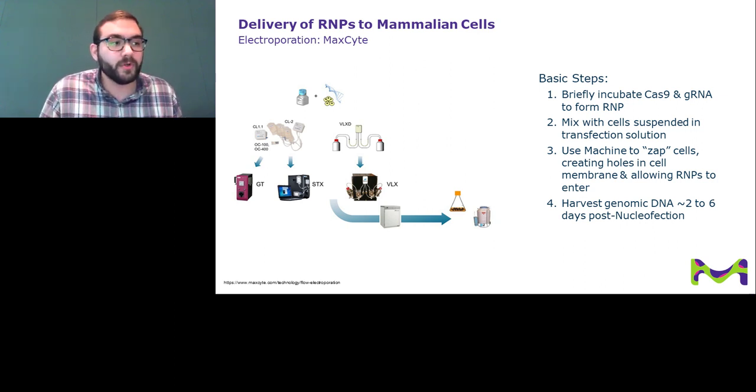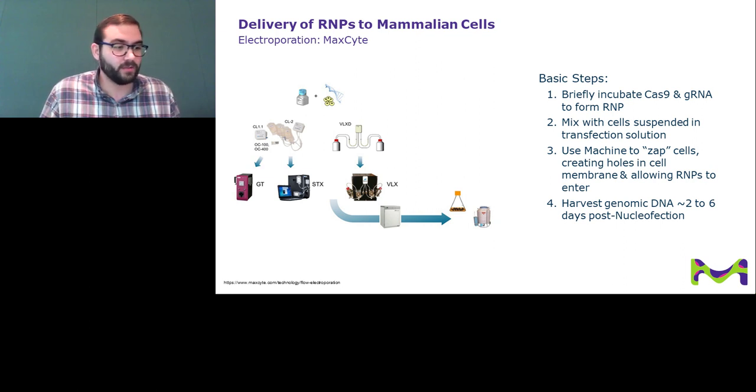While there are a multitude of different methods to get RNPs into cells, we worked with our collaborators' MaxCyte flow electroporation system. These base steps are outlined here. You briefly incubate the Cas9 and guide RNA to form an RNP. You mix the cells suspended in a transfection solution. You then use the machine to zap the cells, punching holes in the cell membranes and allowing RNPs to enter. Once you allow the cells to recover, you can then harvest the genomic DNA. Another method we used was Lonza's nucleofection, which is a transfection method that has a similar workflow.